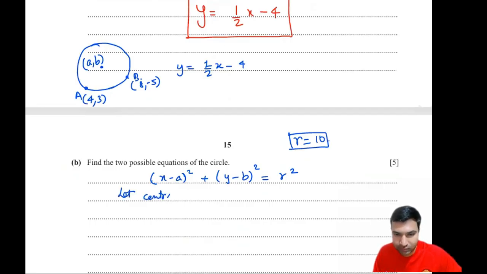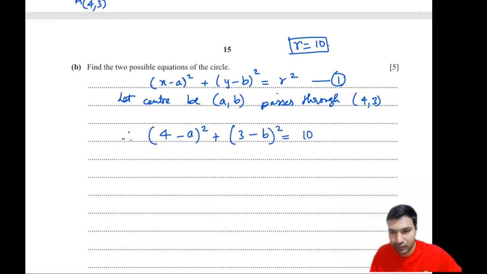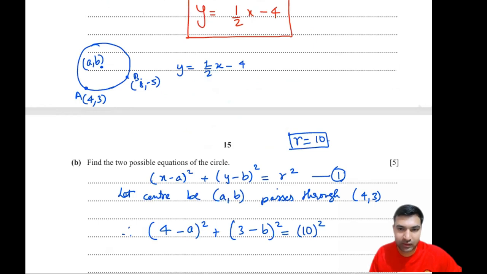Let the center be (a, b), and the general equation of the circle is this one. And therefore, it also passes through (4, 3). Any one point you could take, right? So therefore, I can plug in x value is 4. This point will satisfy the equation of the circle: (4 minus a) whole squared plus (3 minus b) whole squared is equal to 10 squared. This is what we have. Now, I have two unknowns. So what is the relation between a and b? I know that a and b satisfy this equation, right?